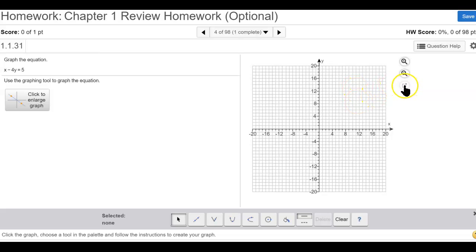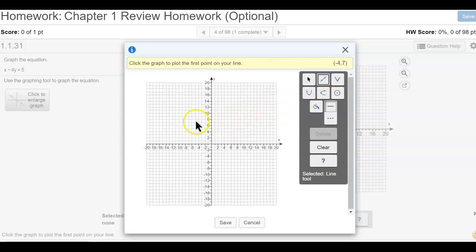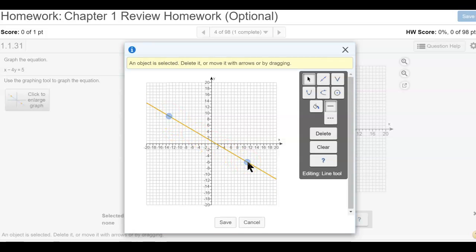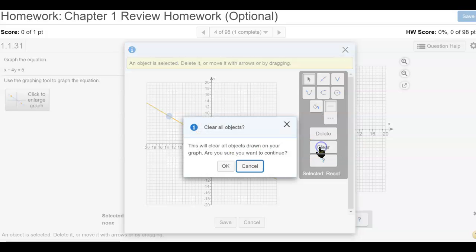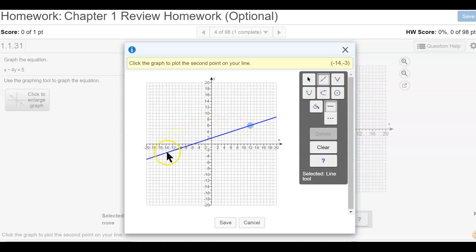If I click this little button here to make the graph bigger, one thing to notice is that when you grab the line tool, you're going to scroll around, click on a point, and then click on a second point, and it'll draw the line. When you are scrolling around, in the right-hand corner, it shows you what point you're on. So if you want to make sure that you stop at a particular point, like 12.6, you'll see what it is before you click. This would be clicking on -14, -3.